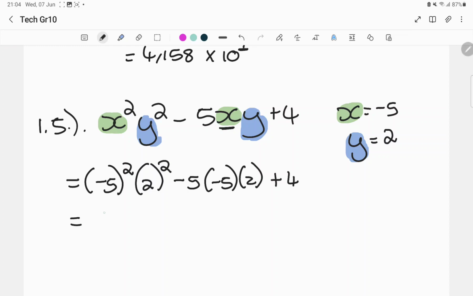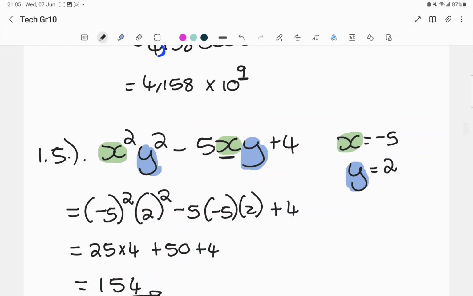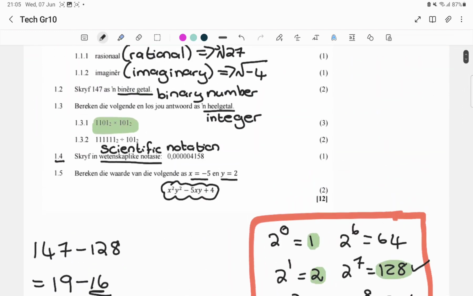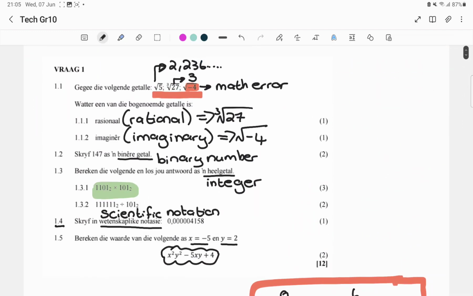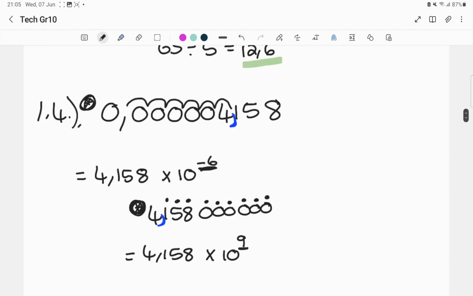Now we can just calculate this, so this will become 25 times 4, minus 5 times minus 5 becomes plus 25, times 2 becomes plus 50, plus 4, so this will give me 154. Remember, you can always use your calculator to check if you're doing the correct thing. Question 1 usually isn't difficult, and this is definitely where you have to score at least 80% of the marks. Now let's move on to question 2.